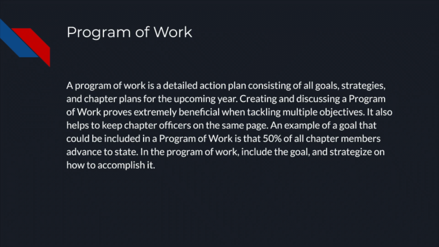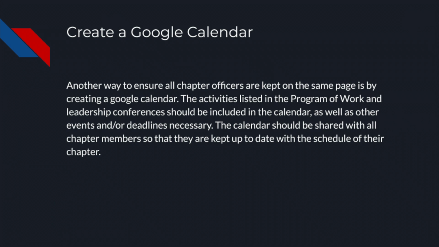In the program of work, include the goal and strategize on how to accomplish it. An example of a goal that could be included in a program of work is that 50% of all chapter members advance to state.